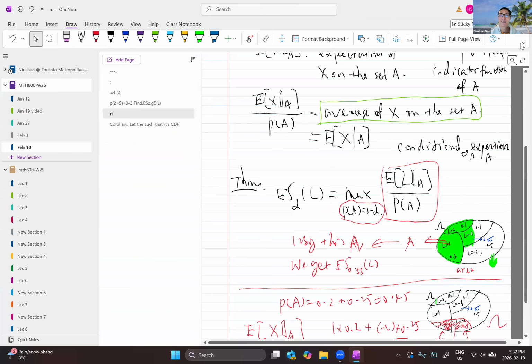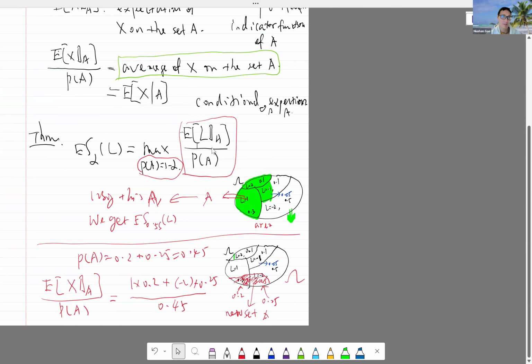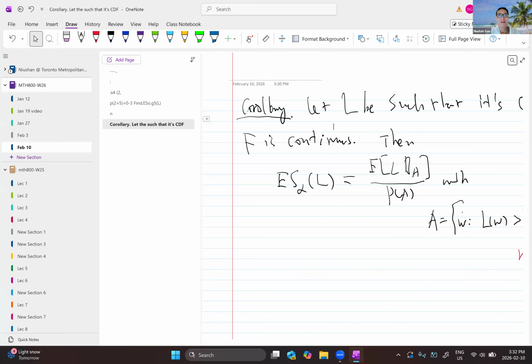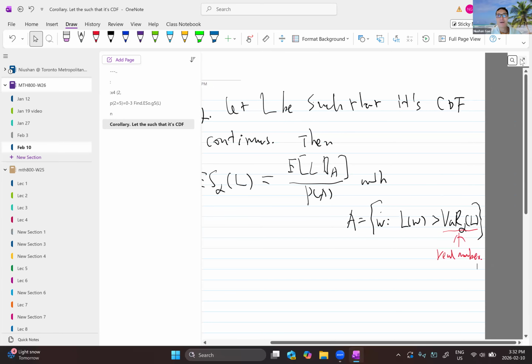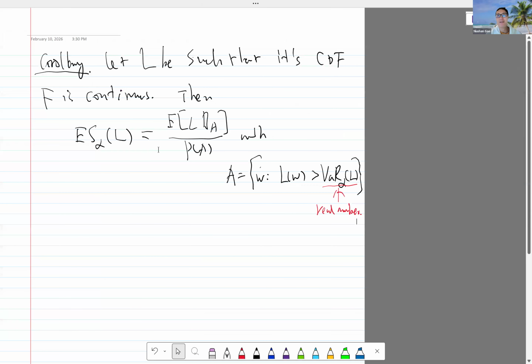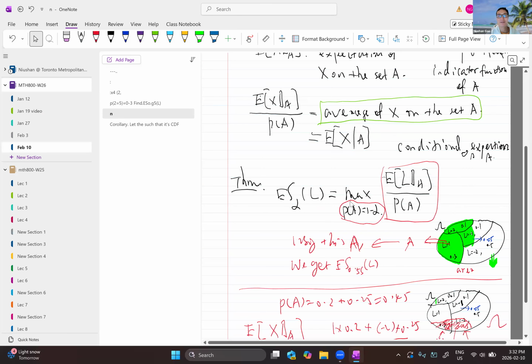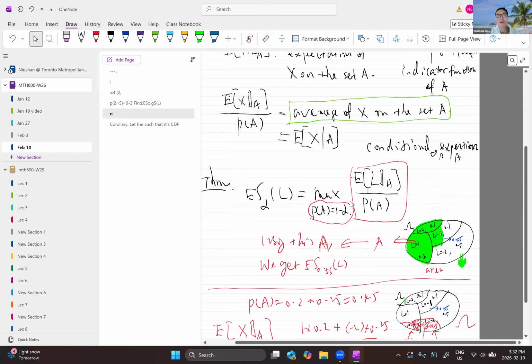So for continuous random variables, the theorem tells you that expected form is the maximum average on sets with probability 1 minus alpha. Now, for the continuous case, I tell you which set will give you the maximum. This set A is good. Among all the sets with probability 1 minus alpha, you do the conditional expectation. Now you choose the largest one.